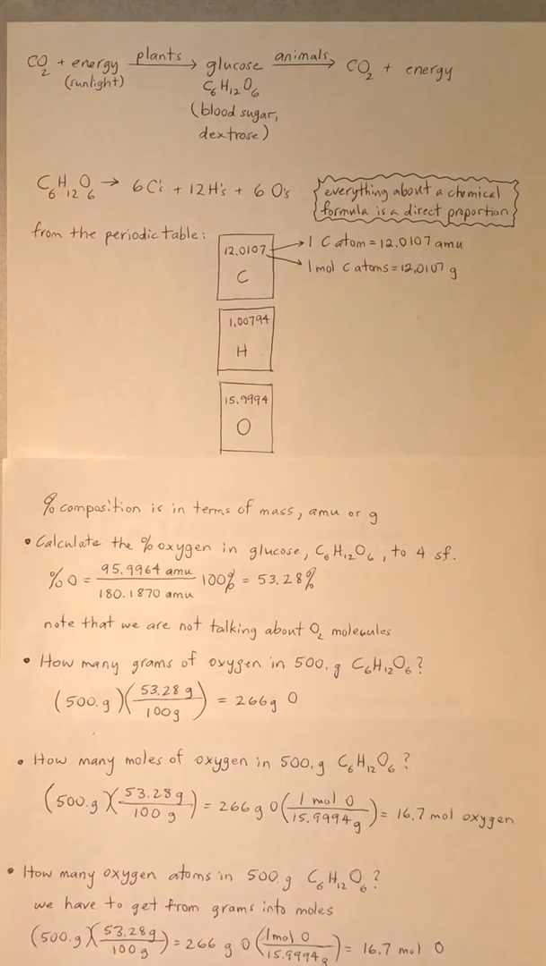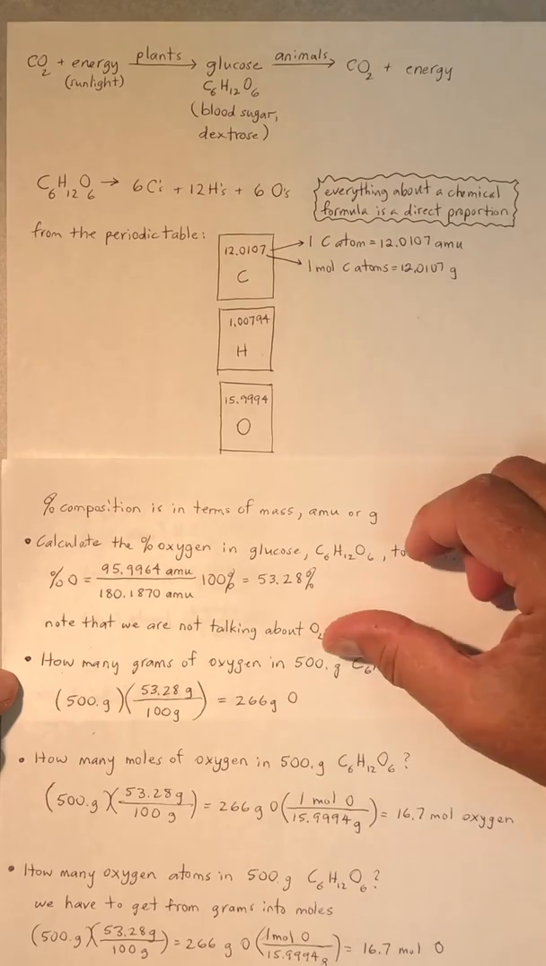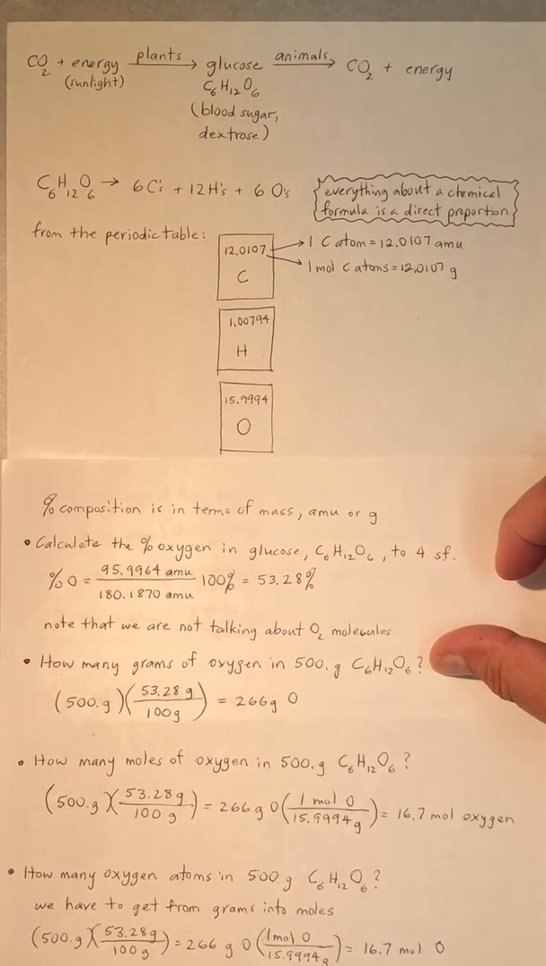So we can also use this percent oxygen to calculate other things. So how many grams of oxygen are there in 500 grams of glucose? So the conversion factor here is our percent. So we have to interpret that percent as being a conversion factor. So that means that there's 53.28 grams of oxygen out of every 100 grams of glucose. So that gives us 266 grams of oxygen in that 500 grams of glucose.